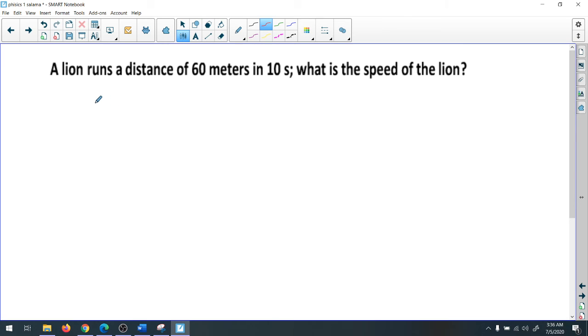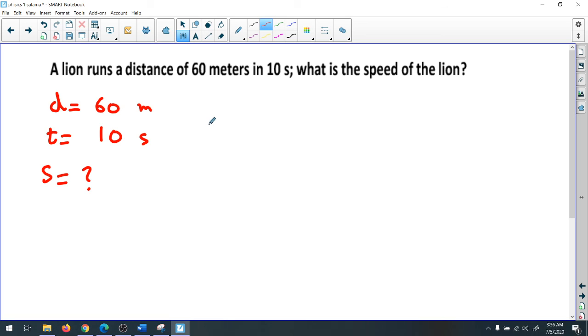So put down your information first. You have distance. It runs a distance of, so d. Distance equals 60 meters, and 10 seconds means we have the time equals 10 seconds. What is the speed? It means the speed is unknown.